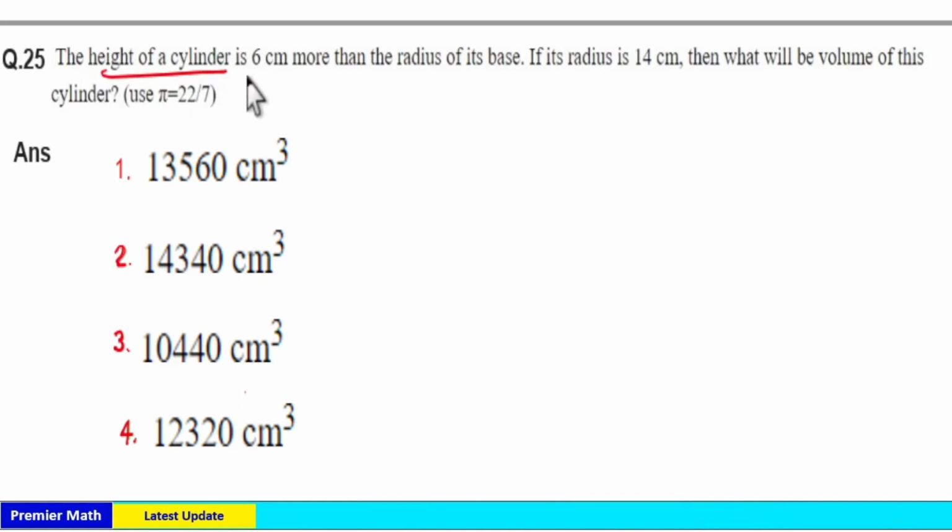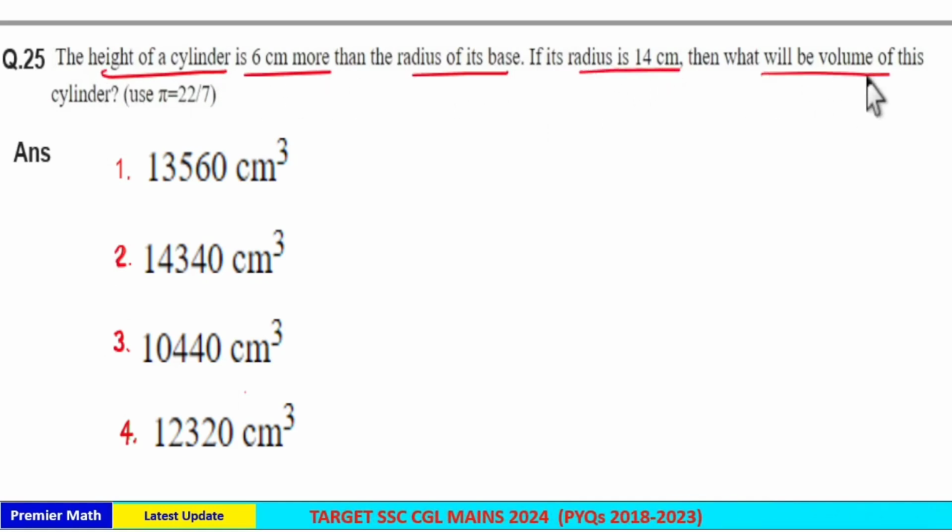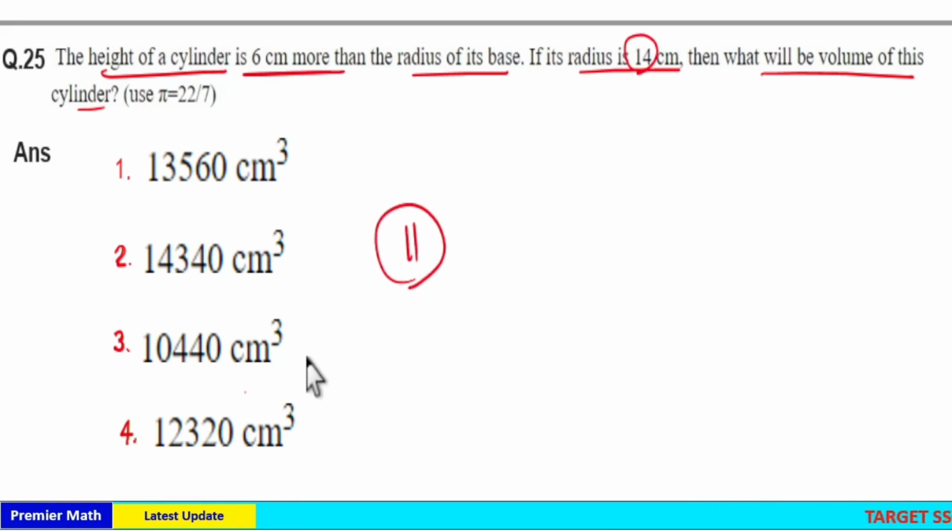The height of a cylinder is 6 cm more than radius of its base. If its radius is 14 cm, then what will be the volume of the cylinder? Here radius is 14, which is a multiple of 7. And here height is not a fraction value, which means here volume is clearly a multiple of 11. That is, check for multiple of 11 in the option.